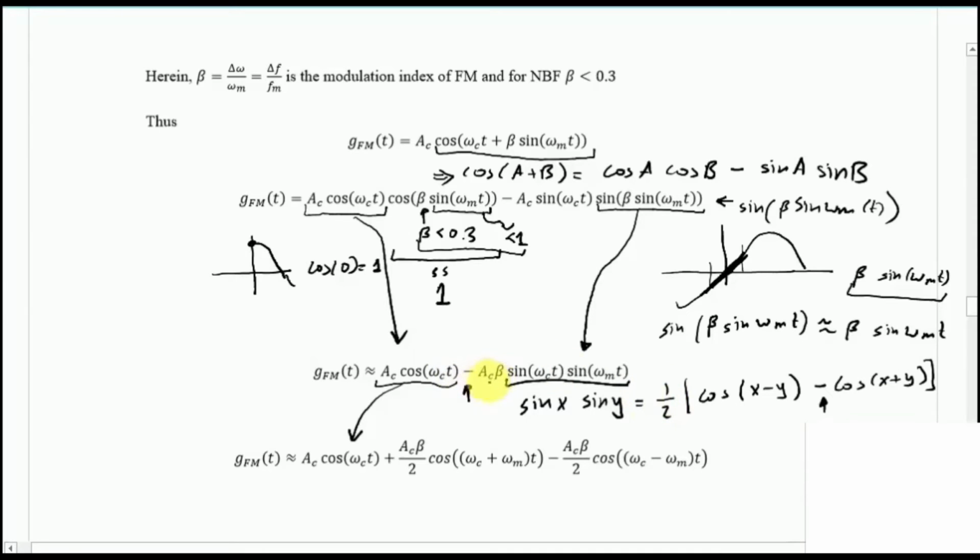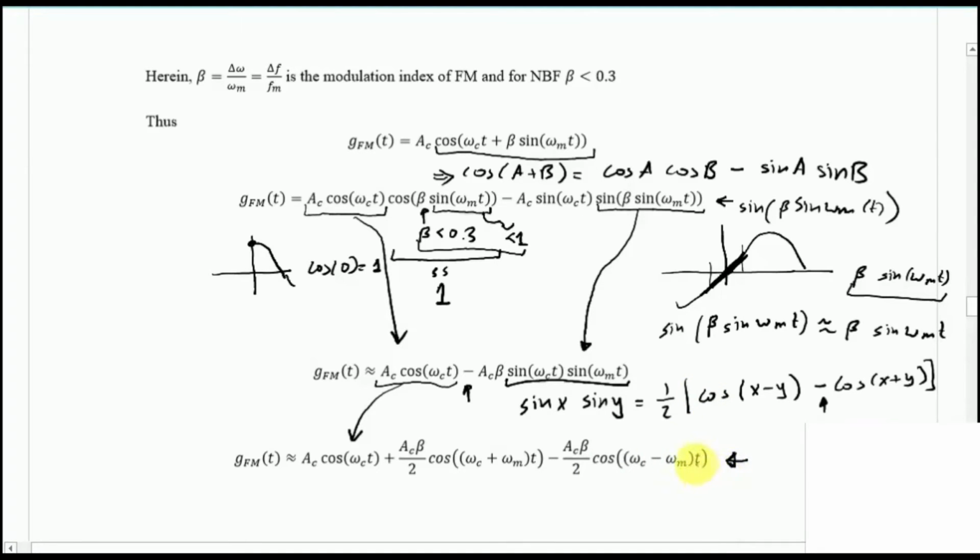So the coefficient A_C β/2 cos((ω_c plus ω_m)t) from here, x and y. ω_c plus ω_m of t. And then this plus would become minus because of this negative sign. It would become minus A_C β/2 cos((ω_c minus ω_m)t).